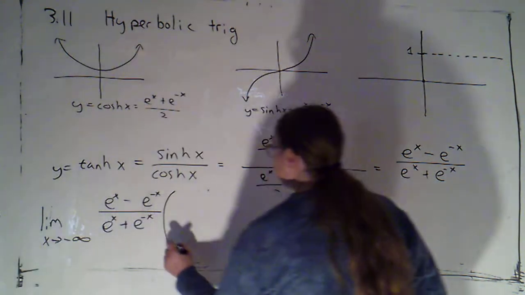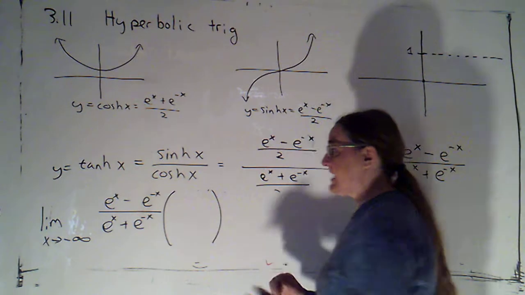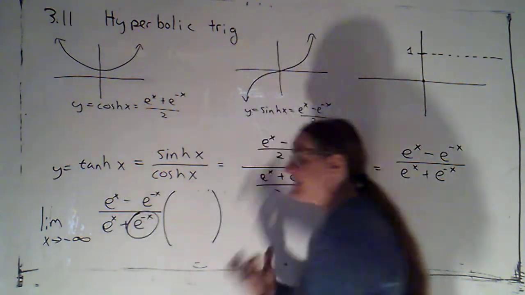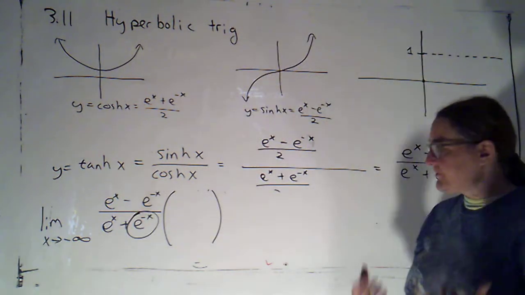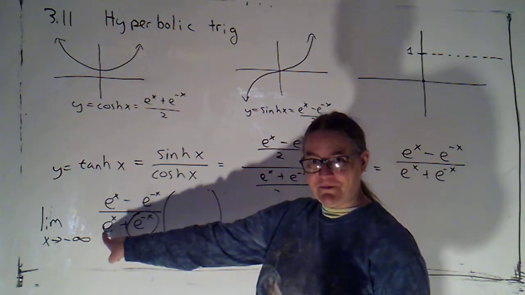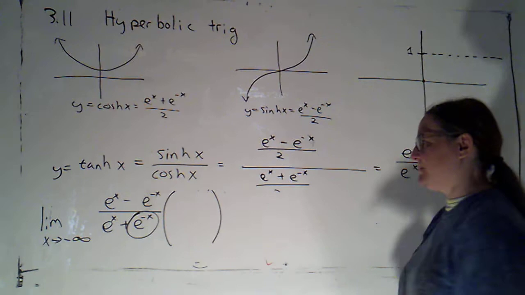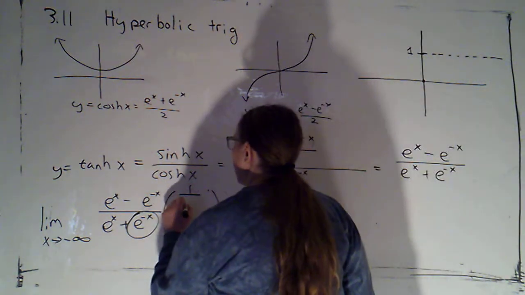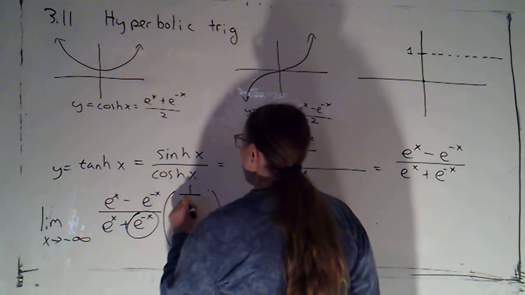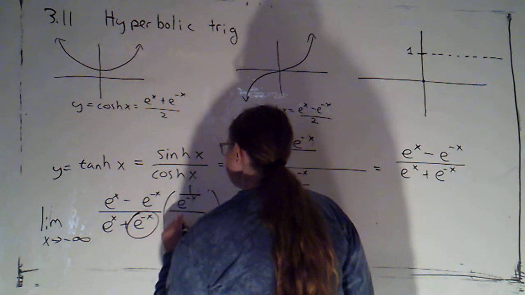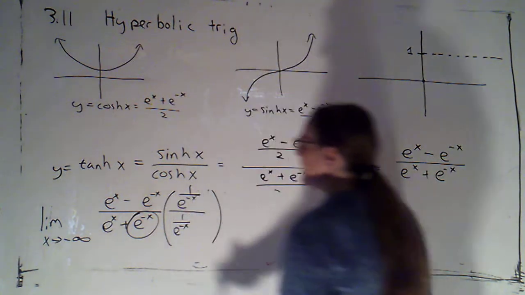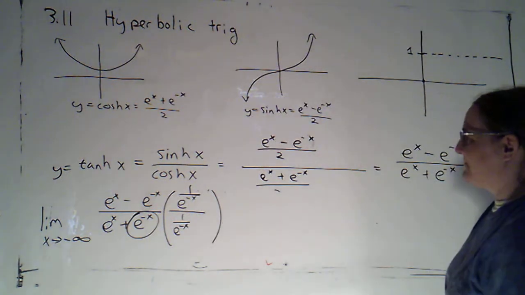To prove that, I'm going to say this is the biggest piece on bottom. Going off to infinity, the positive exponent was the biggest piece. Going off to negative infinity, the negative exponent is the biggest piece. So I'm going to multiply by 1 in the form of 1 over e to the negative x over 1 over e to the negative x.